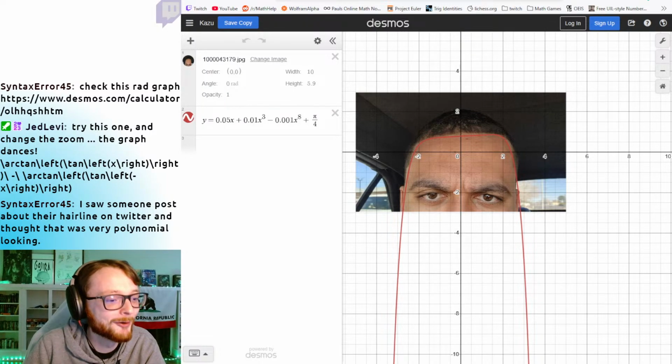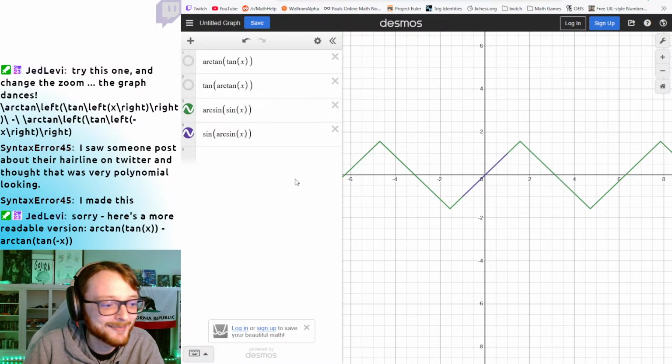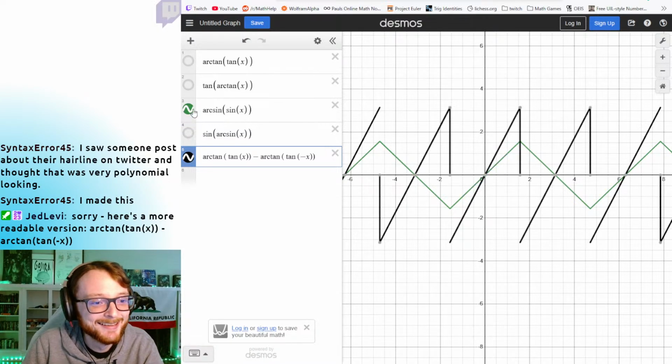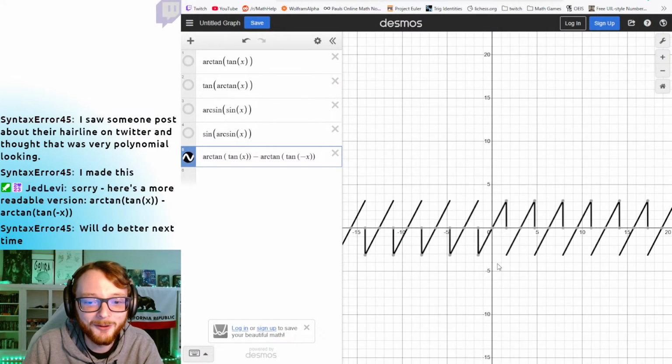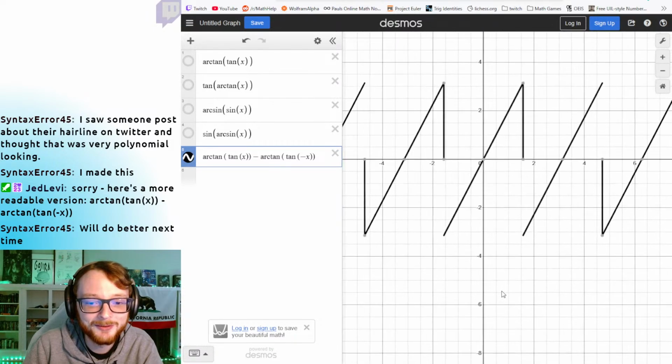You made that? Oh. Well, you got lazy on the right side. That's still like a hilarious graph though. Sorry, I... oh, it does dance because of the way that Desmos renders things. That's fun.